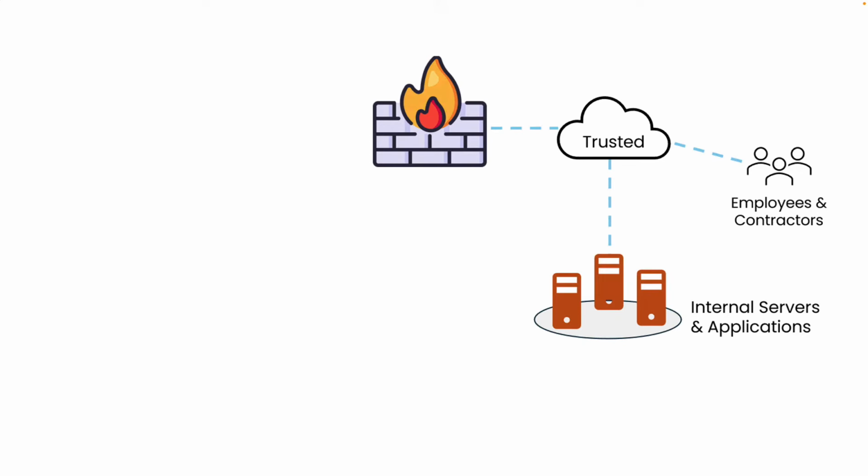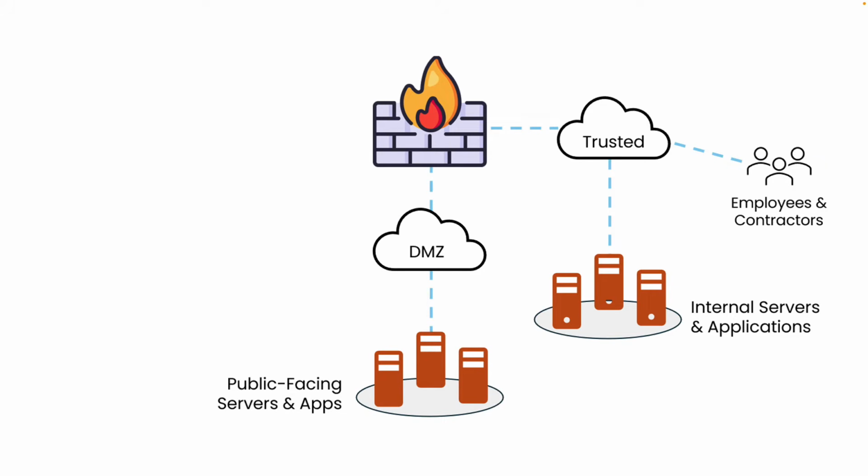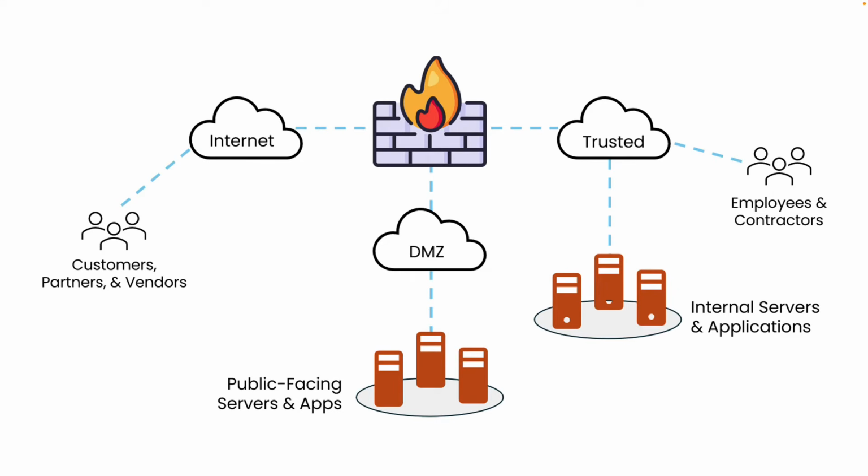So if we were to picture that, we've got our trusted, where we're going to have business applications used by employees, basically protected and isolated from the public internet and our DMZ. We have our public-facing servers and applications in the DMZ, and then that external interface, which points to the internet where our customers and other external parties will access.